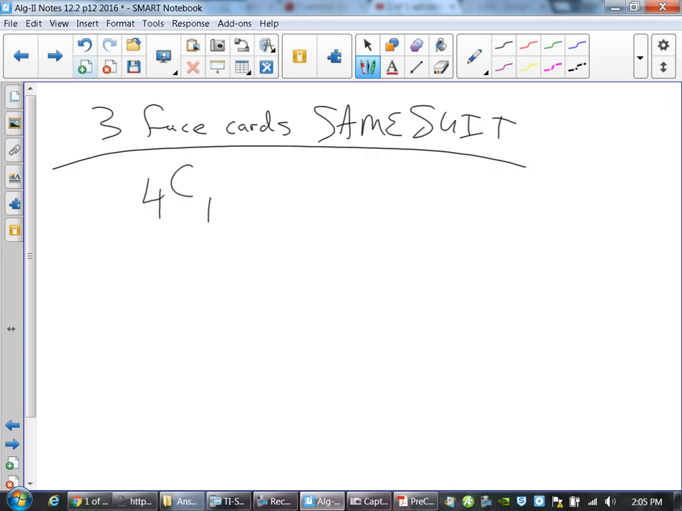Pick one. And now you want face cards. How many face cards are there in that suit? How many of them do you want? You want 3 of them. Oh, yeah. And now it's 2 other cards that are not face cards. So in a deck of cards, how many are face cards? 12. In a deck of cards, how many cards are there? 52. Take out the face cards, what are you left with? 40. How many do you want? 2.